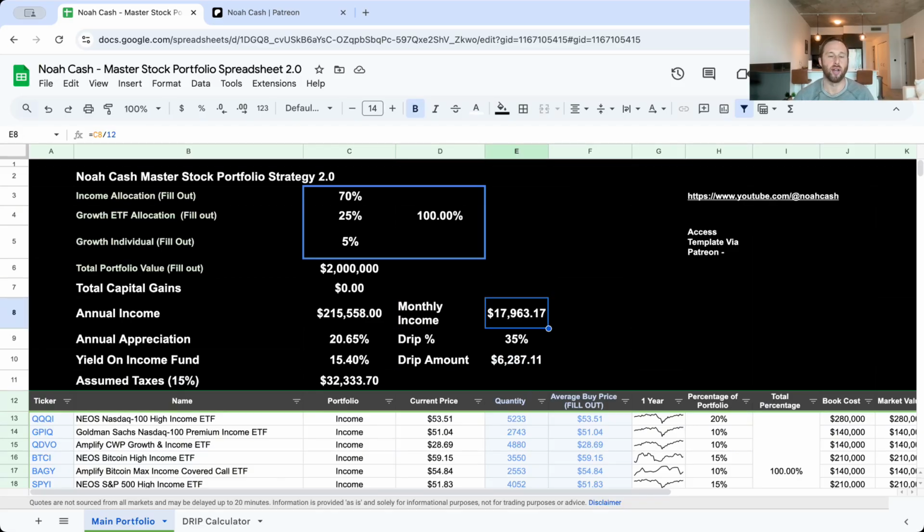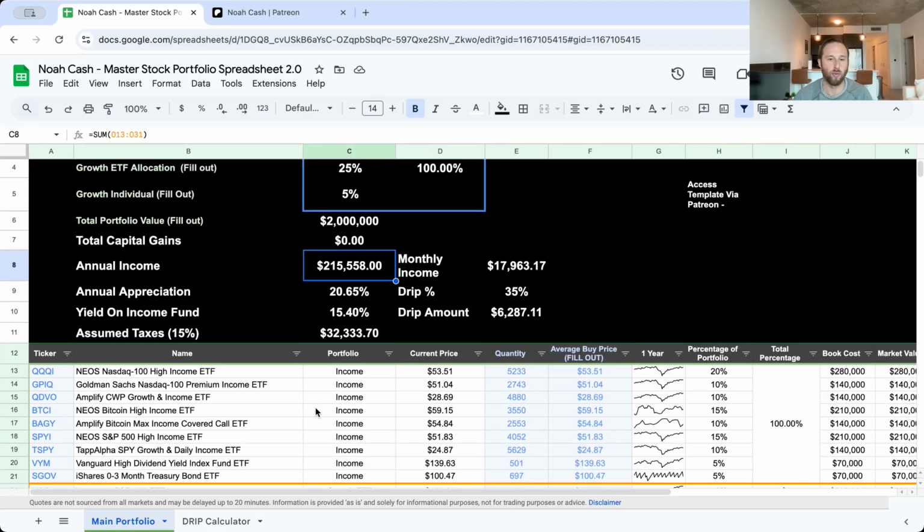All right. Now, again, you have to account for taxation and whatnot, but for now, we're using the exercise where we have 18K on a monthly basis, based on 215K in annual income. Okay. So how do we get there? How did we get to that annual income? Well, it's through our portfolio design.